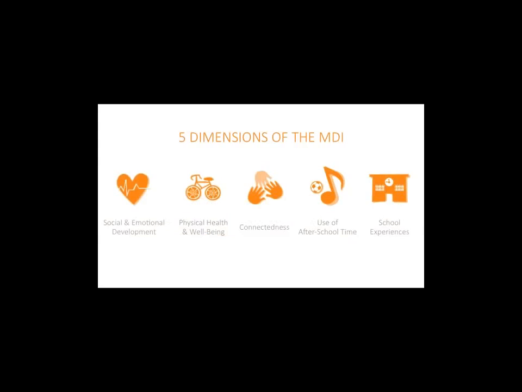So there are 5 dimensions on the MDI, each being made up of several measures. So the first is social and emotional development, which includes measures of optimism, self-esteem, happiness, empathy, pro-social behavior, and then sadness and worries, but reverse scored because it's a positive frame. The next dimension is physical health and well-being, which includes overall health, body image, and mealtime and sleep experiences.